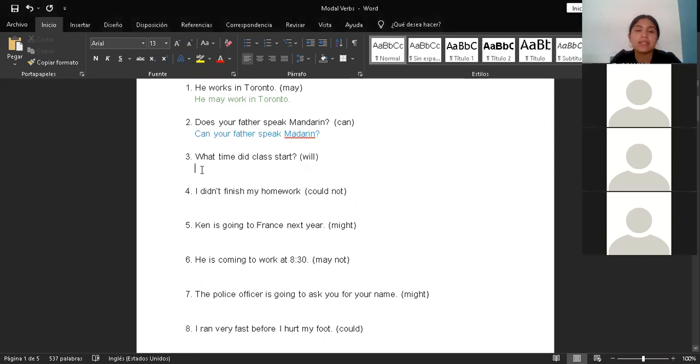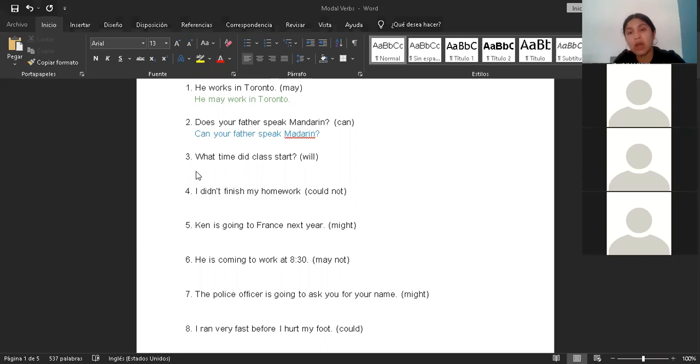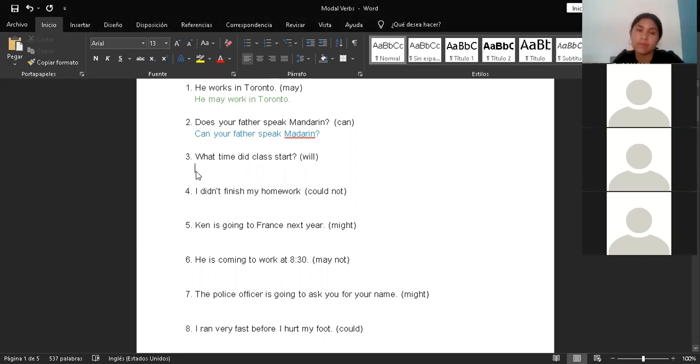So let's go to number 3. It says, what time did classes start? This sentence is in past, but it says that I need to use the modal verb. So tell me, guys, how did you change it, or how would you change it? What time will class start? Very good.